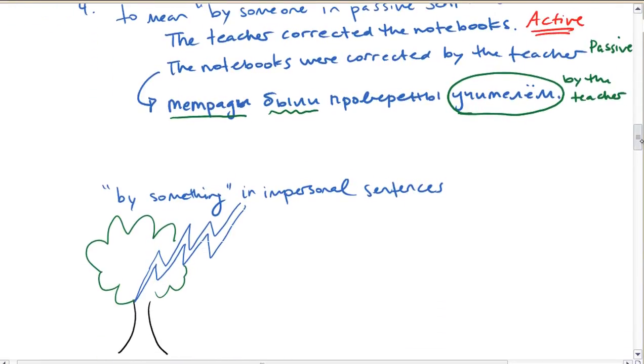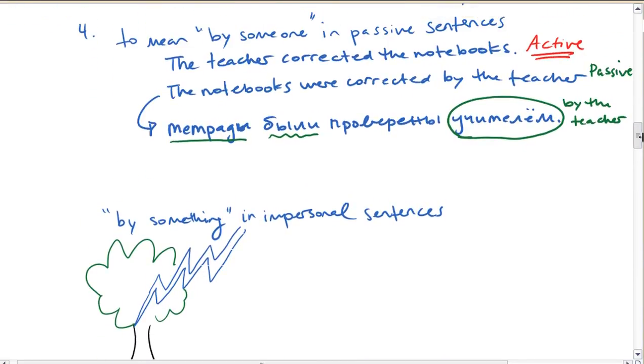So we also use the instrumental when we're saying by something in impersonal sentences. So in this case, we see a tree getting struck by lightning. Дерево ударило молнией. So the tree was struck by lightning, and it's impersonal.